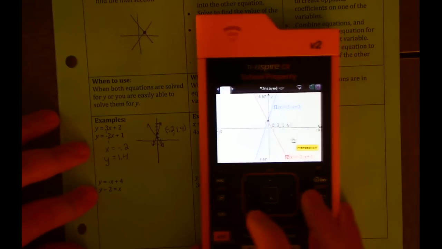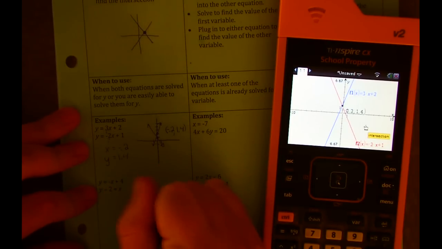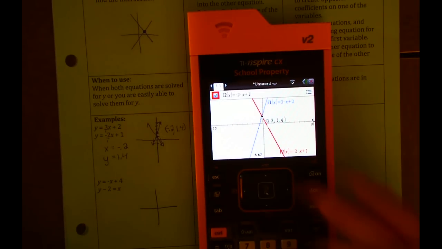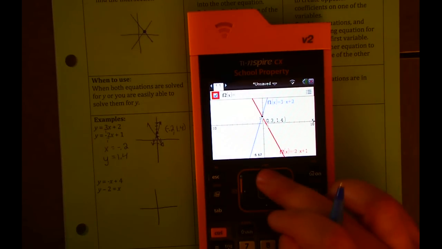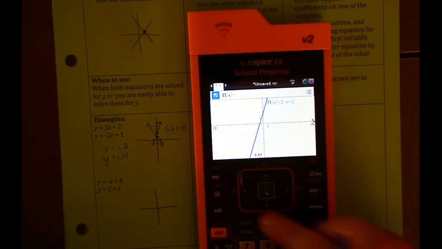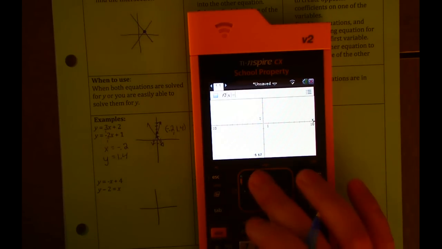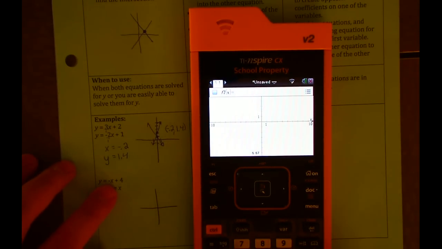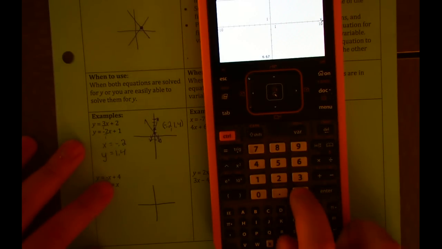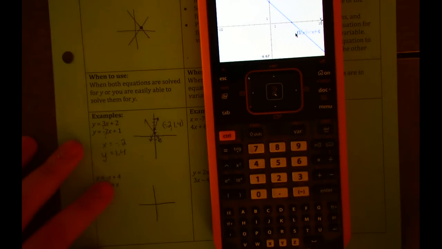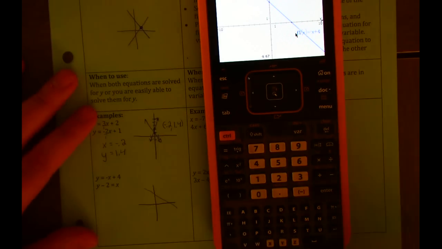Now let's try this one. So I will go back up here. I'm going to delete what I have for my F2 so I can start over. Scroll up again. I'll delete what I have for my F1. And now I can put in a new F1. So my first equation is negative x plus 4. So I'm going to hit negative. The negative is right here. Negative x plus 4, enter. There's my first equation. It looks something like that.